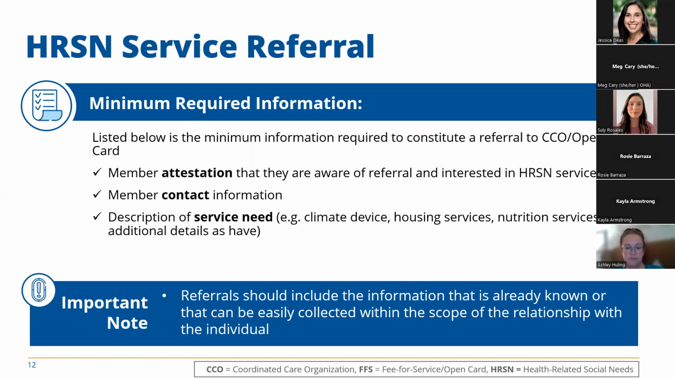And so we are looking to get what information folks have, and then there may be times where there is additional information that we can collect, that the CCO can collect, for example, after this referral has been started, as opposed to forcing everyone to fully fill out this form in all of its detail before we can start to get moving on helping connect someone to services.